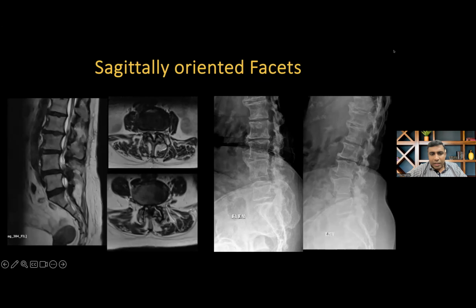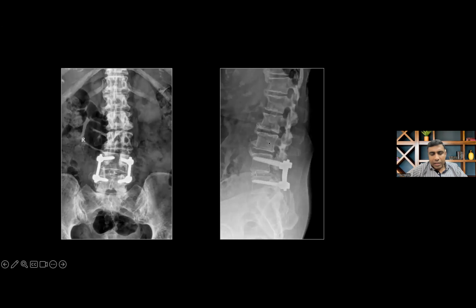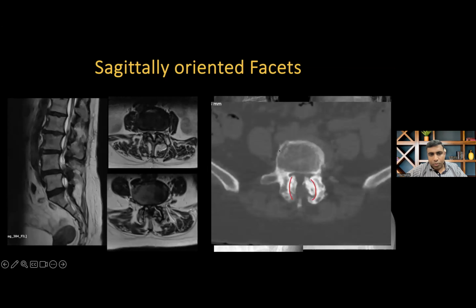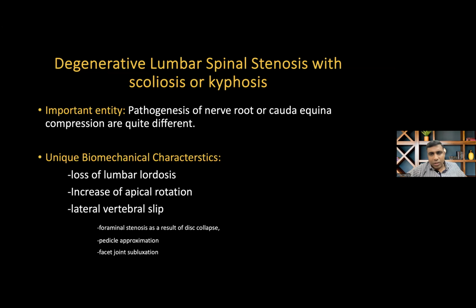A word about sagittal oriented facets. I think Guru had covered it well. In your decision making, when you are doing multi-level stenosis, which one to decompress and which one to fuse, the orientation of the facets makes a huge difference. Like in this case, wherein the facets were absolutely vertical, whereas there was severe stenosis as well. So a fixation probably in these cases is better, as explained by Dr. Gururaj also.